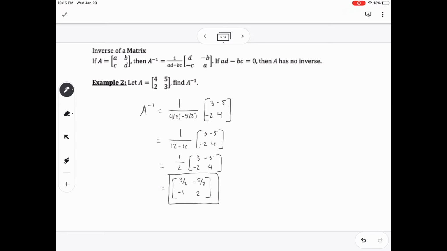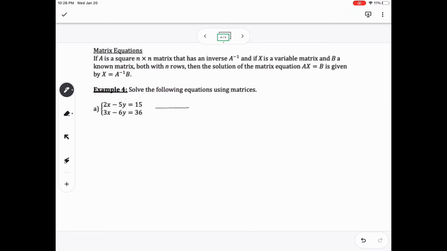Okay, we use inverses to help us solve matrix equations. So first I want to put this into a matrix equation format that we did in the last video, where I take out my coefficients and put them in a coefficient matrix, then make a variable matrix for x and y, and then make a solution matrix for 15 and 36. And then from there, it's kind of like solving.